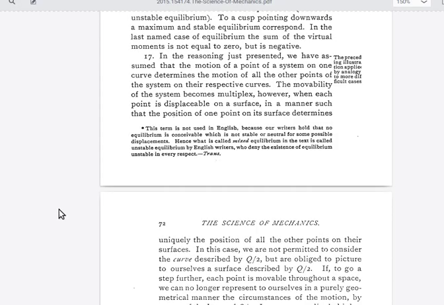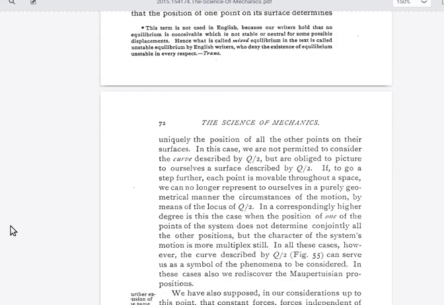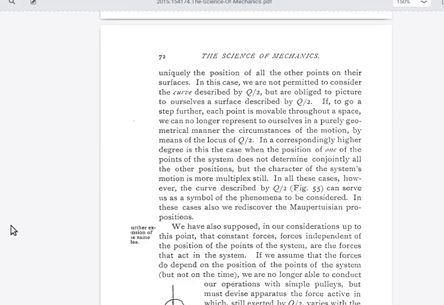In the reasoning just presented, we have assumed that the motion of a point of a system on one curve determines the motion of all the other points of the system on their respective curves. The movability of the system becomes multiplex, however, when each point is displaceable on a surface in a manner such that the position of one point on its surface determines uniquely the position of all the other points on their surfaces. In this case, we are not permitted to consider the curve described by Q/2, but are obliged to picture to ourselves a surface described by Q/2.